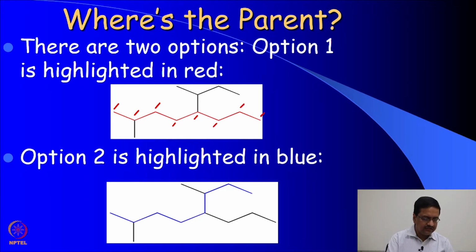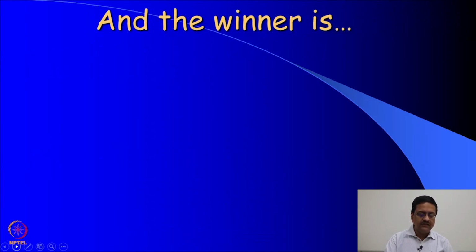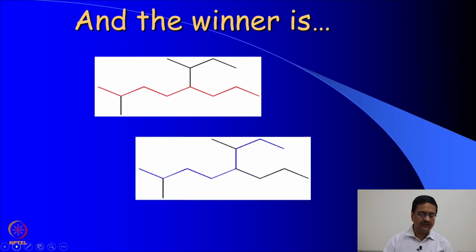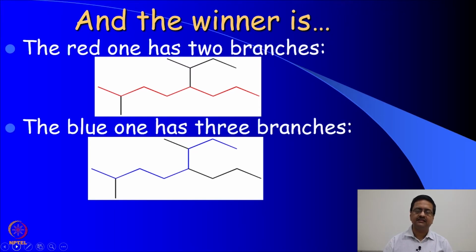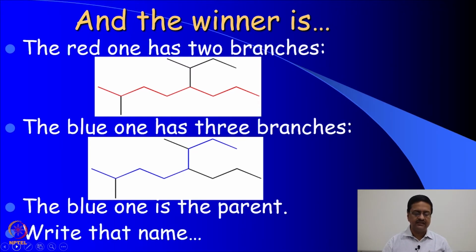In the lower figure that I have shown, I have marked the longest chain using blue. So, you have 1, 2, 3, 4, 5, 6, 7, 8. Now, in both the cases we have 8 carbon atoms. Now, the question is which one to take, which one is my longest chain, how do I number it? So, we need to add now a new rule. When you are trying to number a long chain in this manner, one has to look at how many branches are associated with a given long chain.